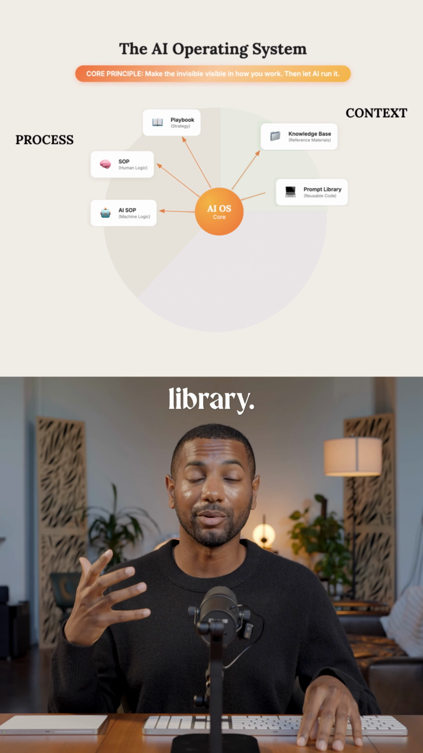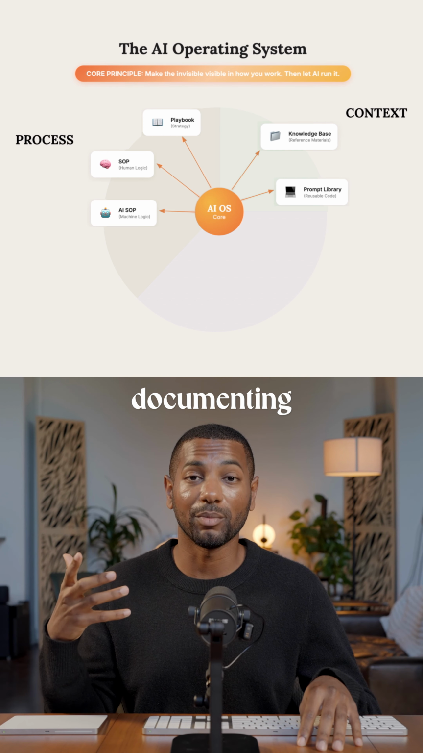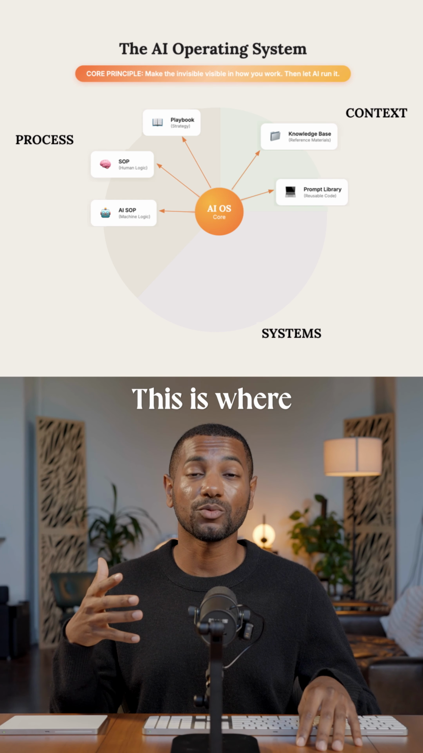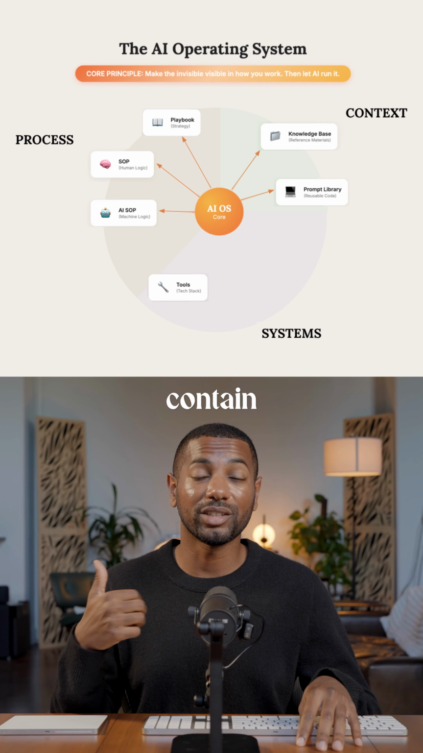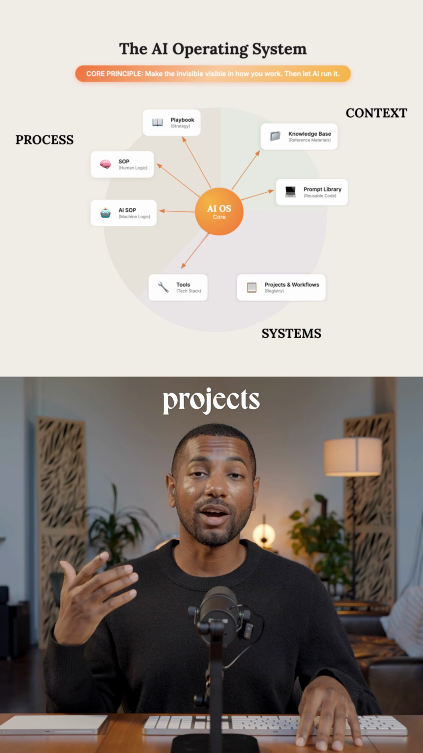Then we have a prompt library. Anytime you get value out of a prompt and you want to use it in the future, we should be documenting and versioning these prompts, which we covered in lesson 1. Then we have systems. This is where you track what you're building. Tools will contain a registry of all the different tech and software you use in your stack. Then we have projects and workflows.